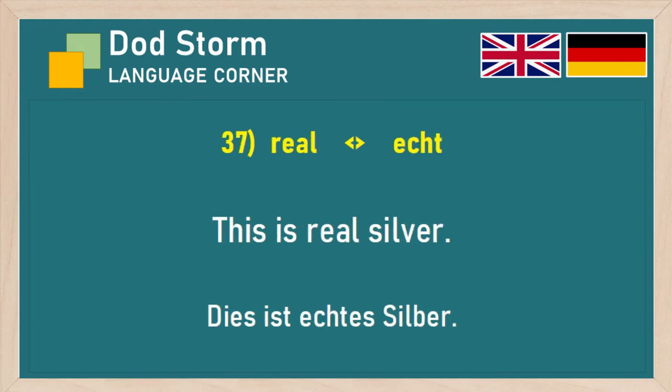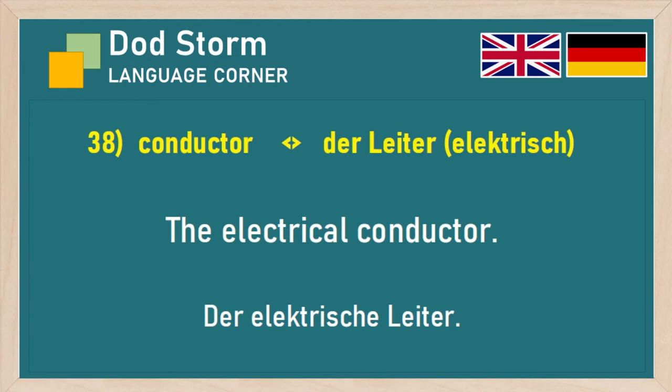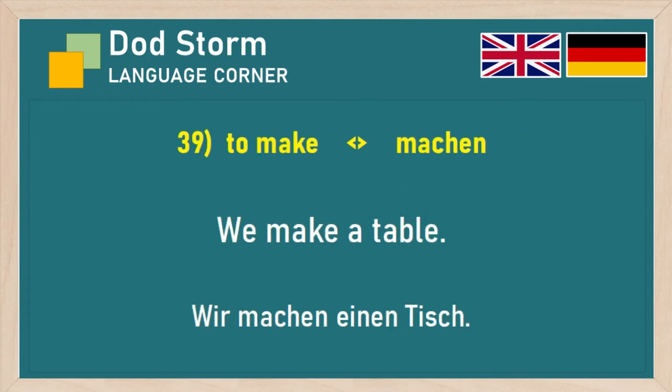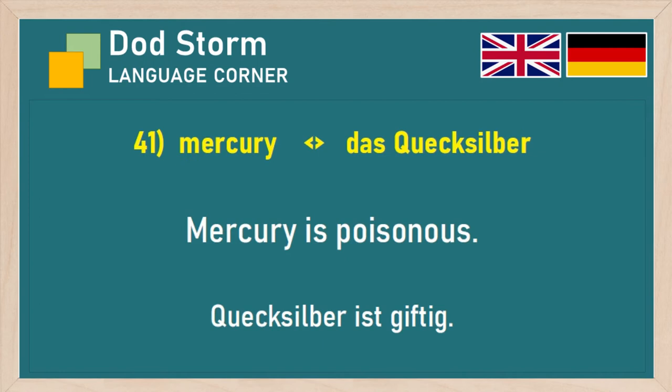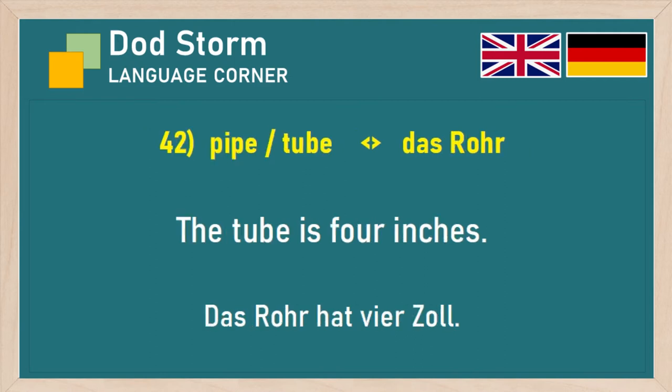This is real silver. The electrical conductor. We make a table. I measure the room. Mercury is poisonous. The tube is 4 inches.